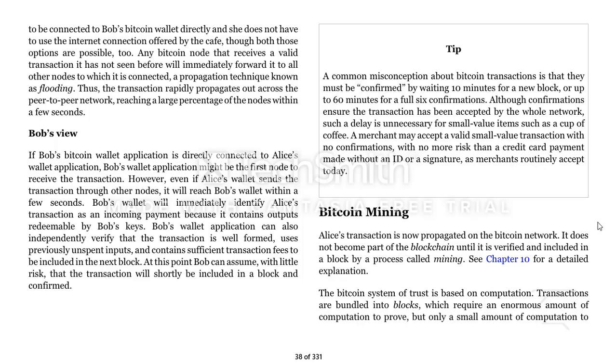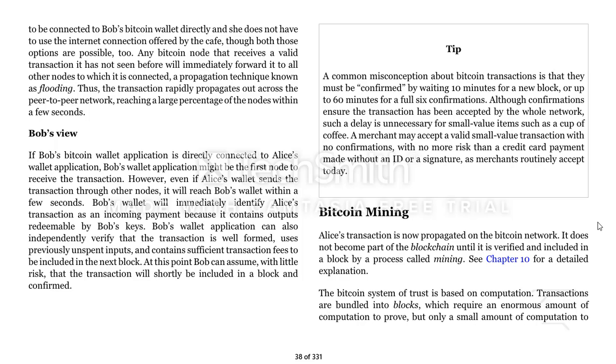At this point Bob can assume, with little risk, that the transaction will shortly be included in a block and confirmed. A common misconception about Bitcoin transactions is that they must be confirmed by waiting 10 minutes for a new block, or up to 60 minutes for a full 6 confirmations. Although confirmations ensure the transaction has been accepted by the whole network, such a delay is unnecessary for small value items such as a cup of coffee. A merchant may accept a valid small value transaction with no confirmations, with no more risk than a credit card payment made without an ID or a signature, as merchants routinely accept today.